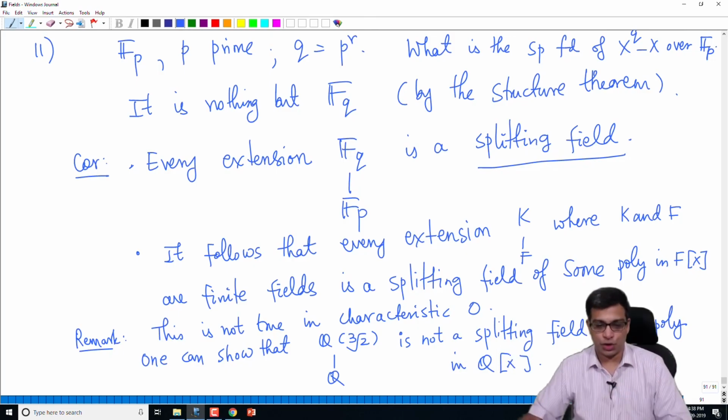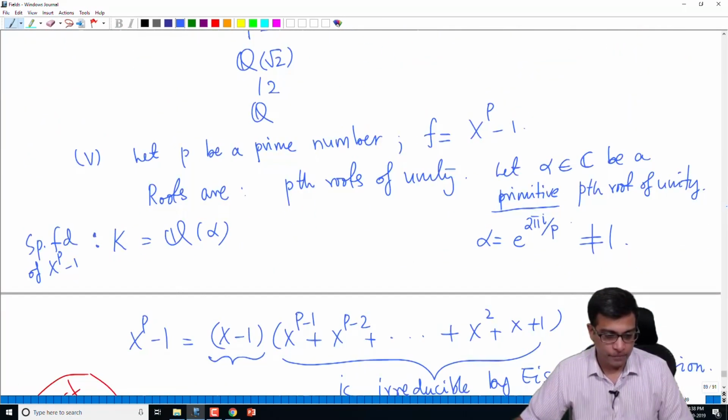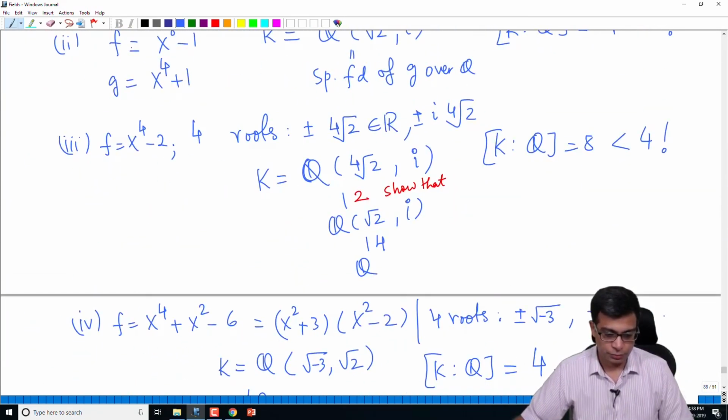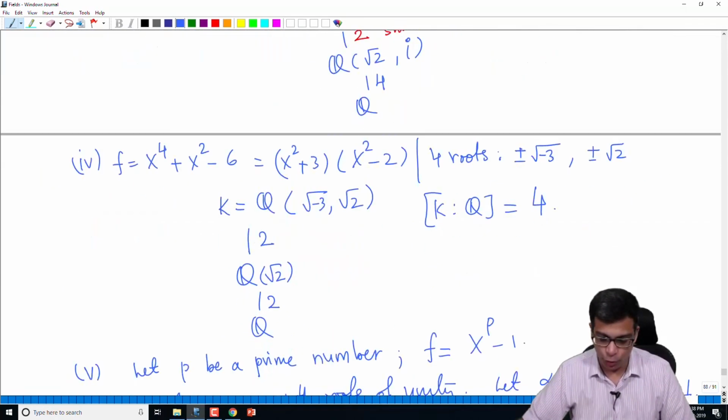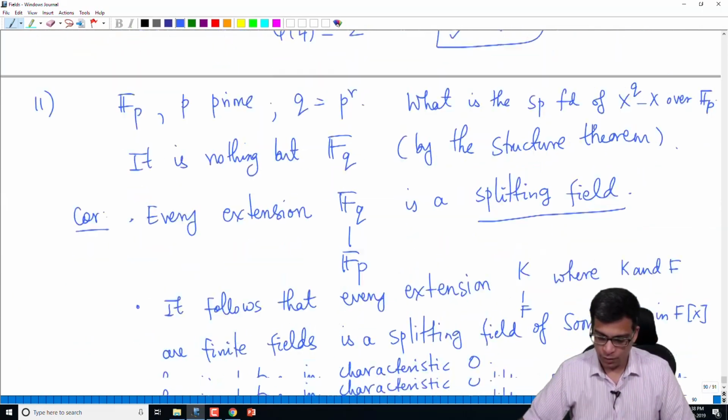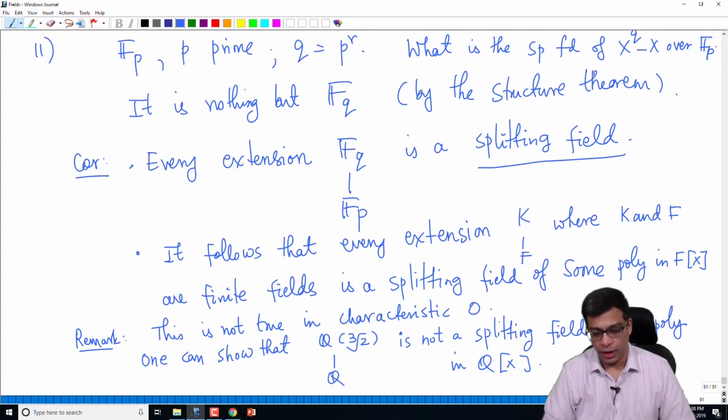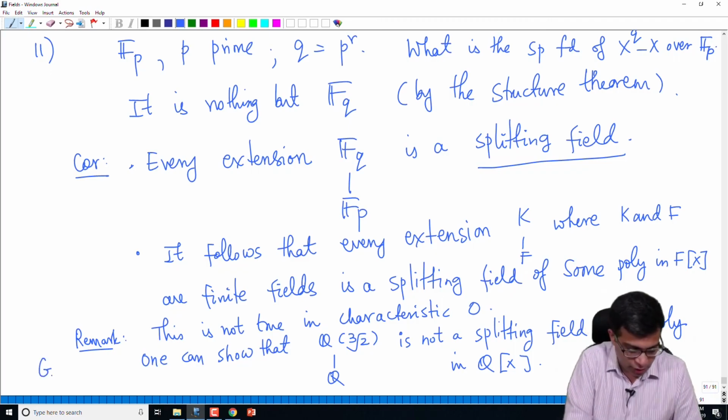Because x^3 minus 2, by the exercise that I did here, has 3 roots: the cube root of 2, the cube root of 2 times omega, and the cube root of 2 times omega squared. So if you just add the cube root of 2, that's not enough. This is certainly not the splitting field of that particular polynomial. But I am saying something more here. It is not the splitting field of any other polynomial, and that requires Galois theory, which is the next course that one does in fields.